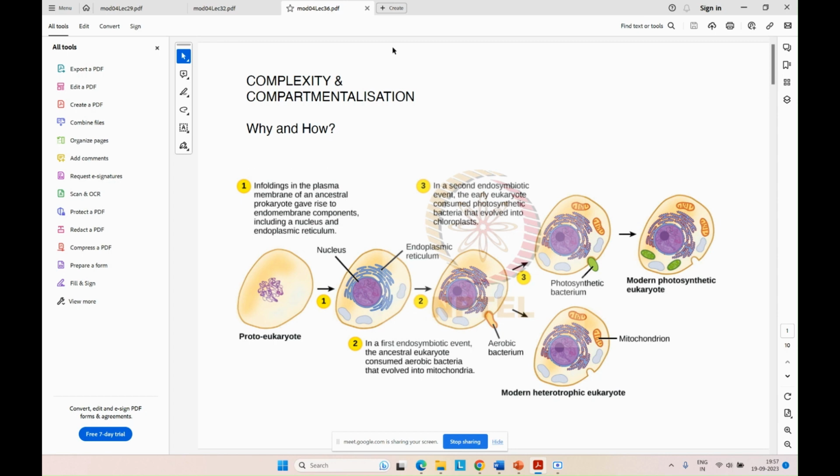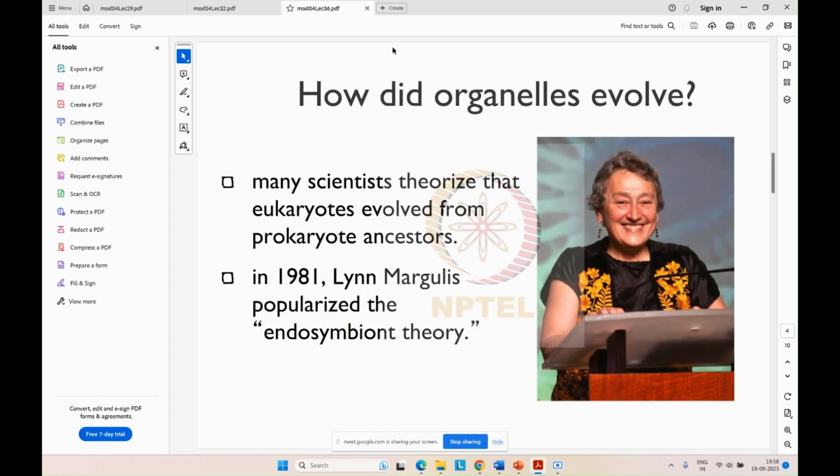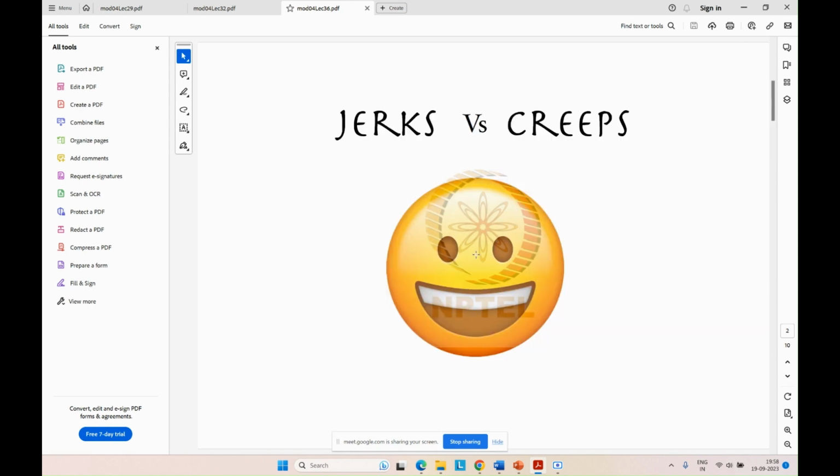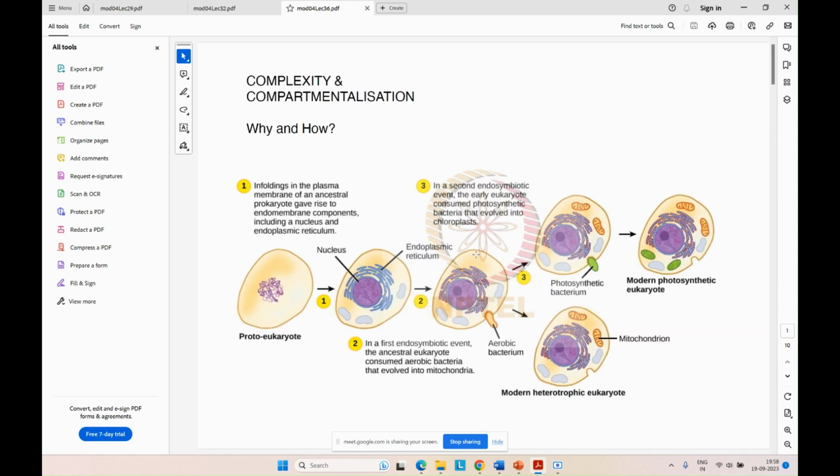One of the famous theories is the endosymbiont theory, which, if you break the word, endo means inside and symbiotic means friend. The organism that was engulfed reaped certain benefits from the host cell, and the host cell reaped certain benefits from the engulfed organism.